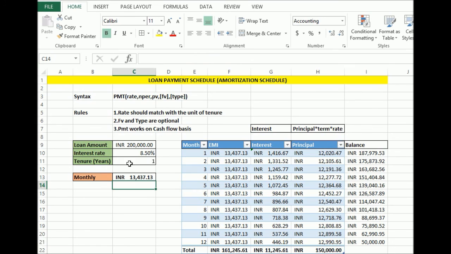Now the changes: the balance at the end of the tenure will not be 0. It will be 50,000. The total principal paid will be 1,50,000. So I have to pay 50,000 in order to close the loan.